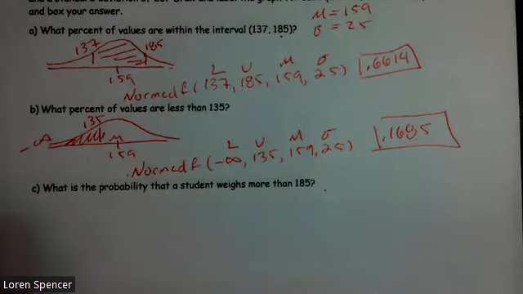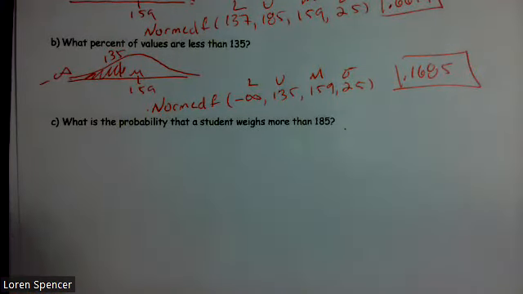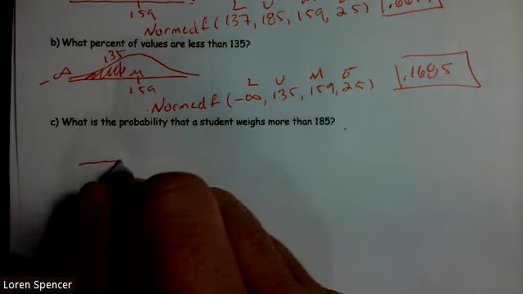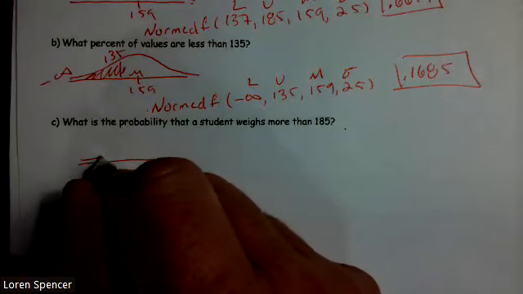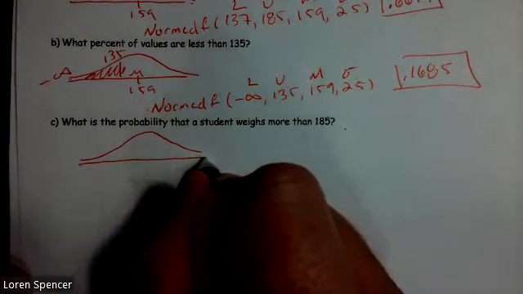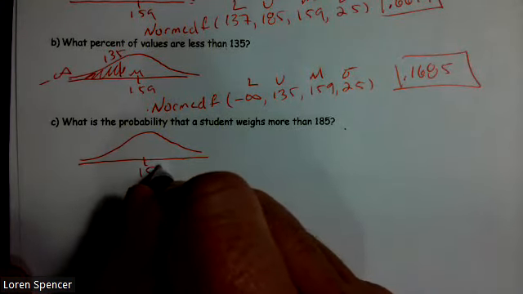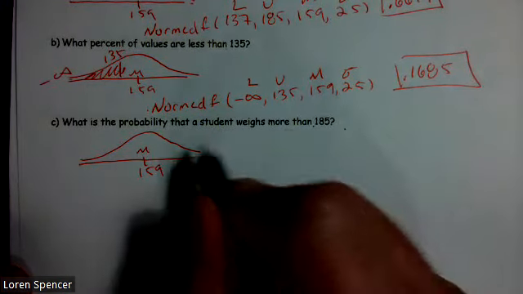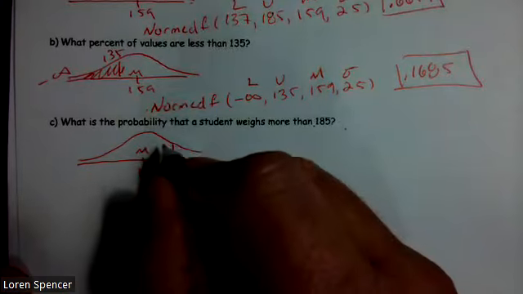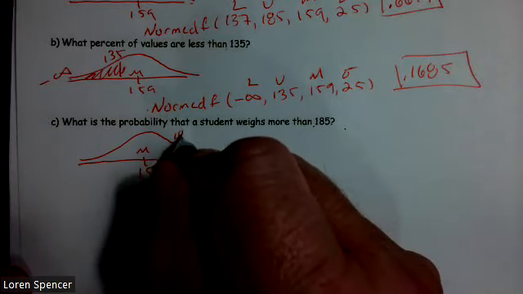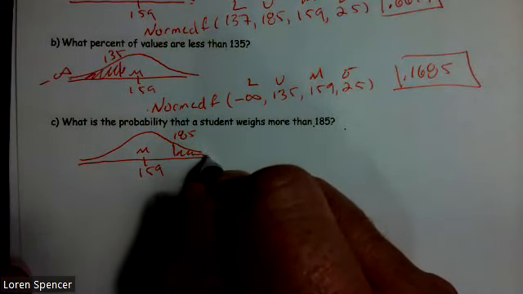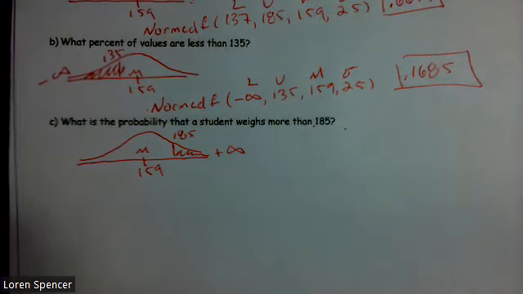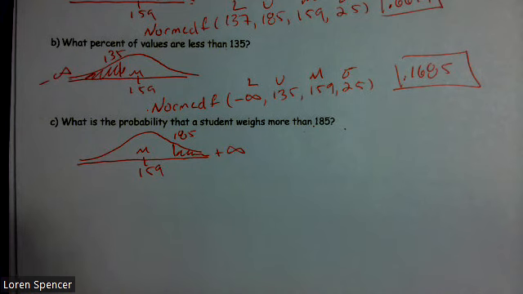All right. What probability that a student weighs more than 185? So our mean is 159, and we know that 185 is above it. But it didn't tell us where to stop shading, so we're going to have to go to positive infinity.